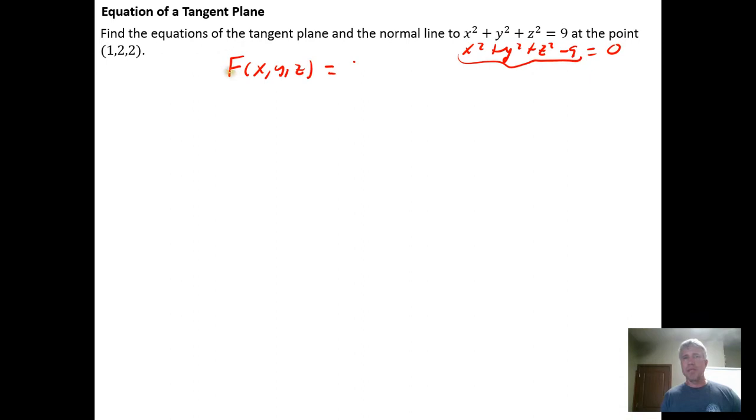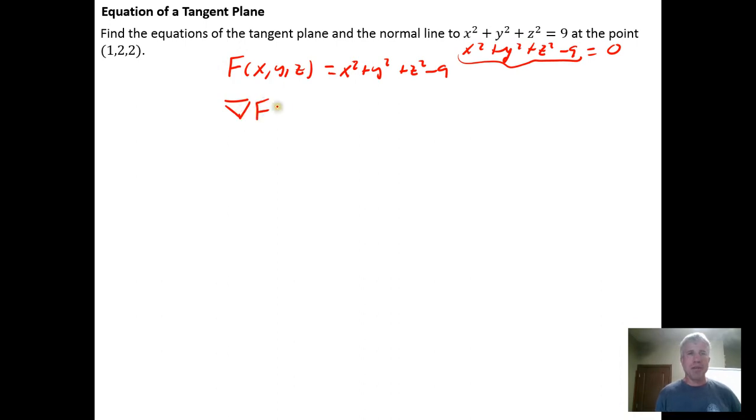And then you let big F be the stuff on the left, so you let it be x squared plus y squared plus z squared minus 9. And now you have a function big F equals 0, so the gradient of big F will be perpendicular to the surface. So you can calculate the gradient of f.